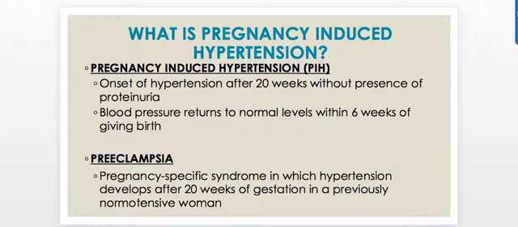Pregnancy-induced hypertension, also called gestational hypertension, is the onset of hypertension without the presence of proteinuria after 20 weeks of pregnancy. Women with gestational hypertension have no evidence of pre-existing hypertension, and their blood pressures return to normal levels within 6 weeks of delivery. Although gestational hypertension can occur at any time after 20 weeks of pregnancy, it usually develops at or after 37 weeks gestation.